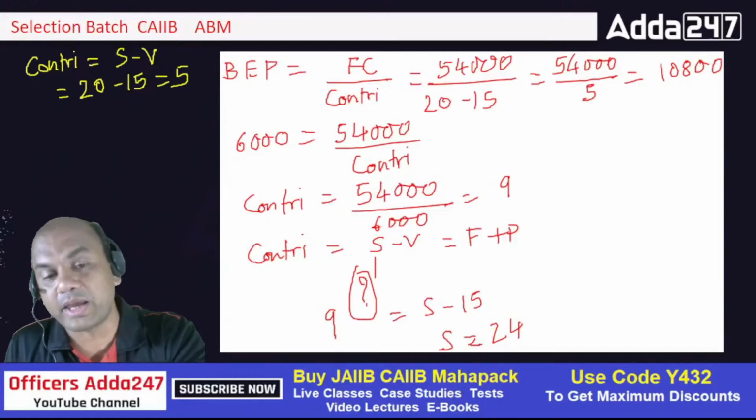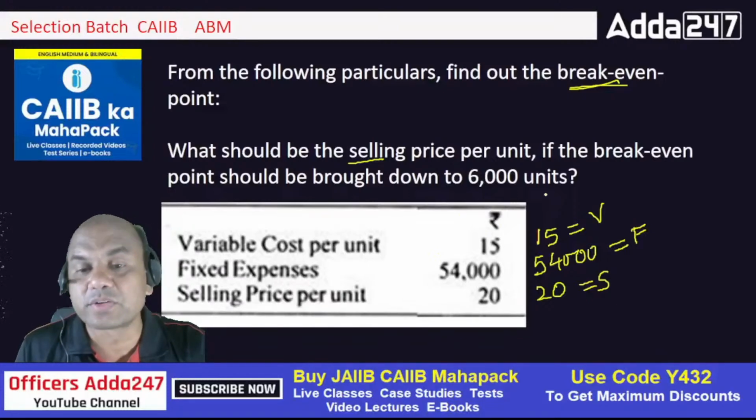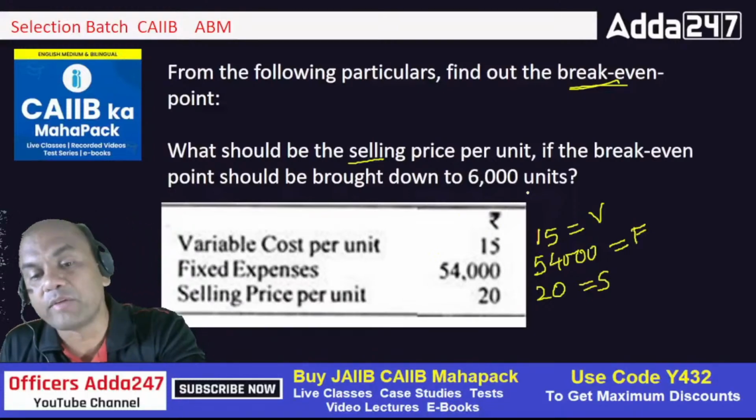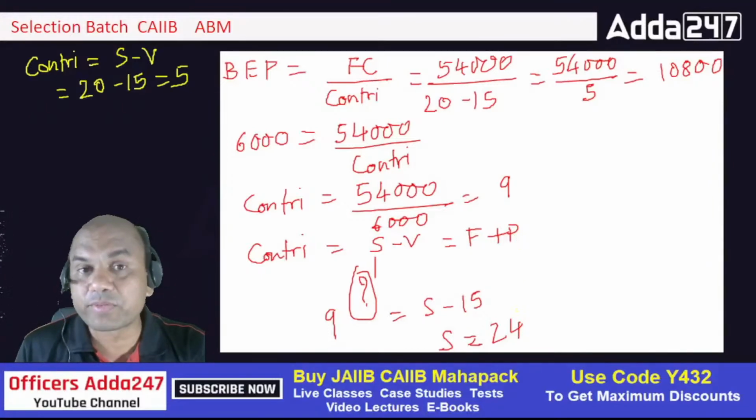So if I have to bring down this break-even point to 6,000 units, then I'll have to sell my goods at rupees 24 per unit. Understand the difference? Presently my BEP is what?